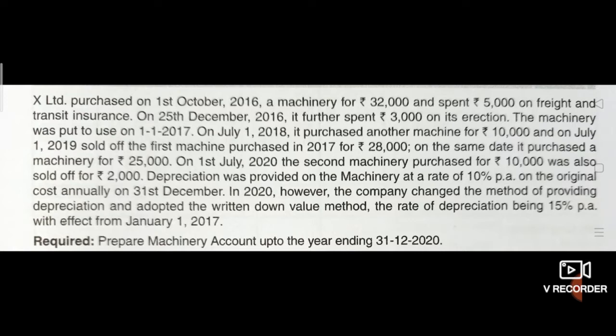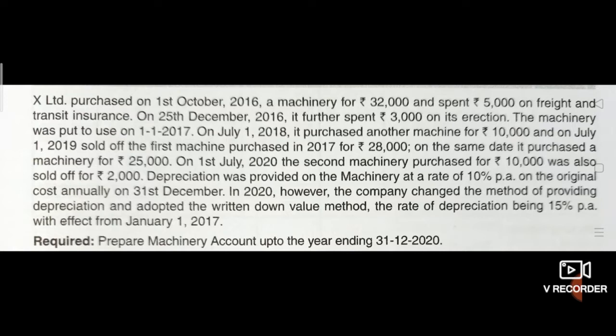Then, on July 1st, 2018, it purchased another machinery for rupees 10,000. This is the second machinery. And on July 1st, 2019, it sold off the first machinery purchased in 2017 for rupees 28,000. On the same date, that is on 1st July 2019, it purchased a machinery for rupees 25,000. This is their third machinery.